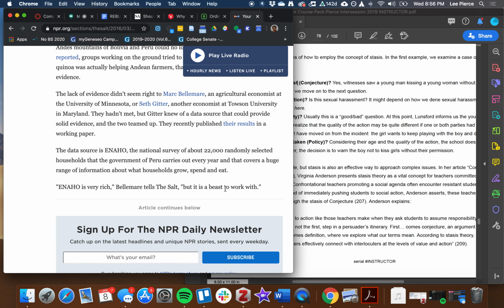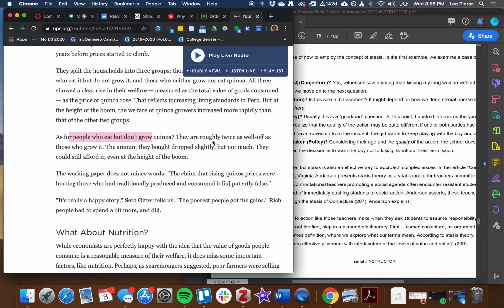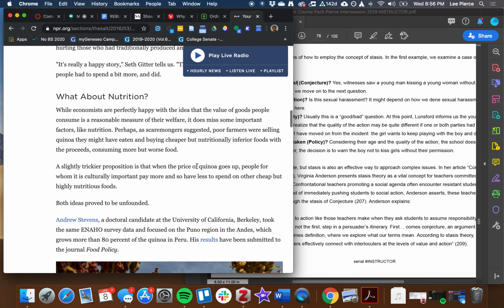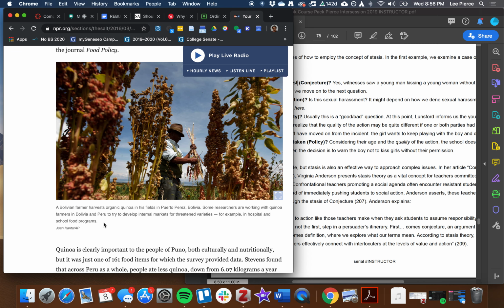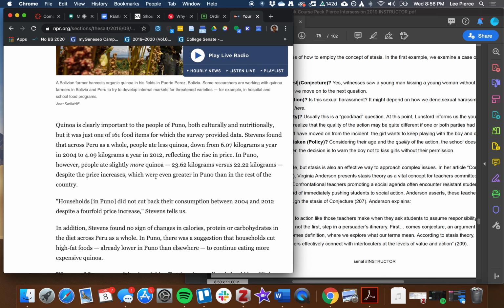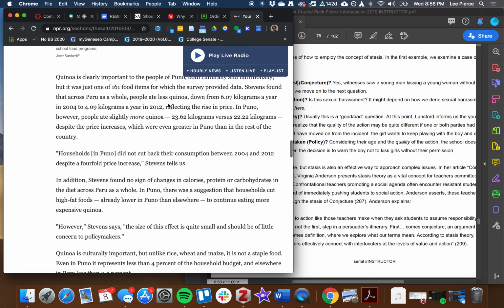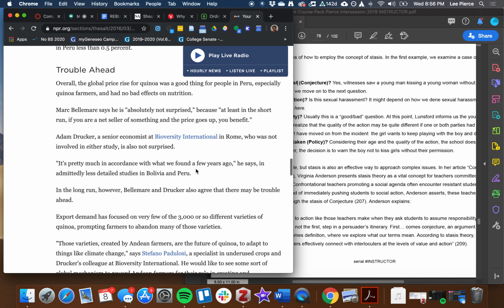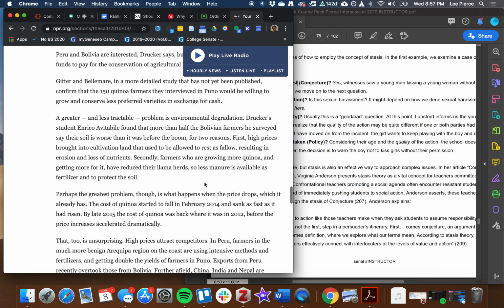The data source randomly selected is very rich, but as for people who didn't eat but grow quinoa, they are roughly twice as well off as those who grow it. The working paper, what about nutrition? I'm looking for, here we go, Bolivian. No, that's not good. So more numbers, more stats. Notice how obsessed people are with stats. I'm not saying don't use some stats and some testimony, but they can't be all that you use, or else it's going to be a really dry paper, really dry speech. There's got to be an example of somebody on the ground.